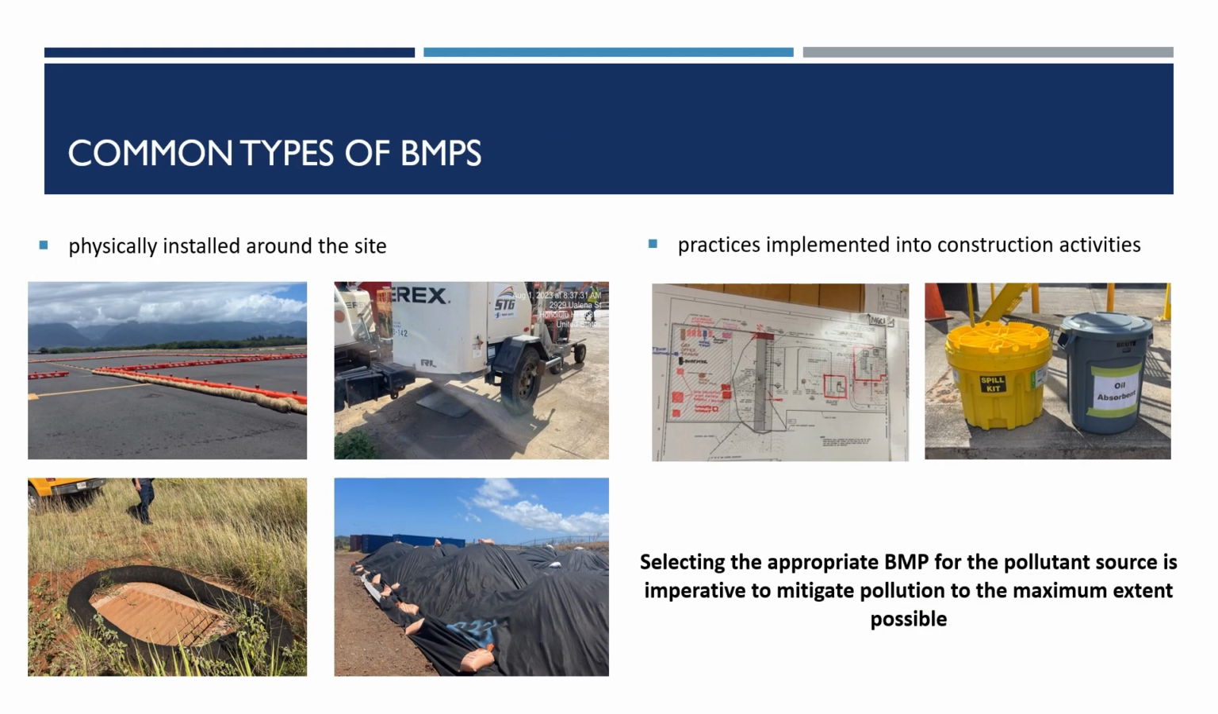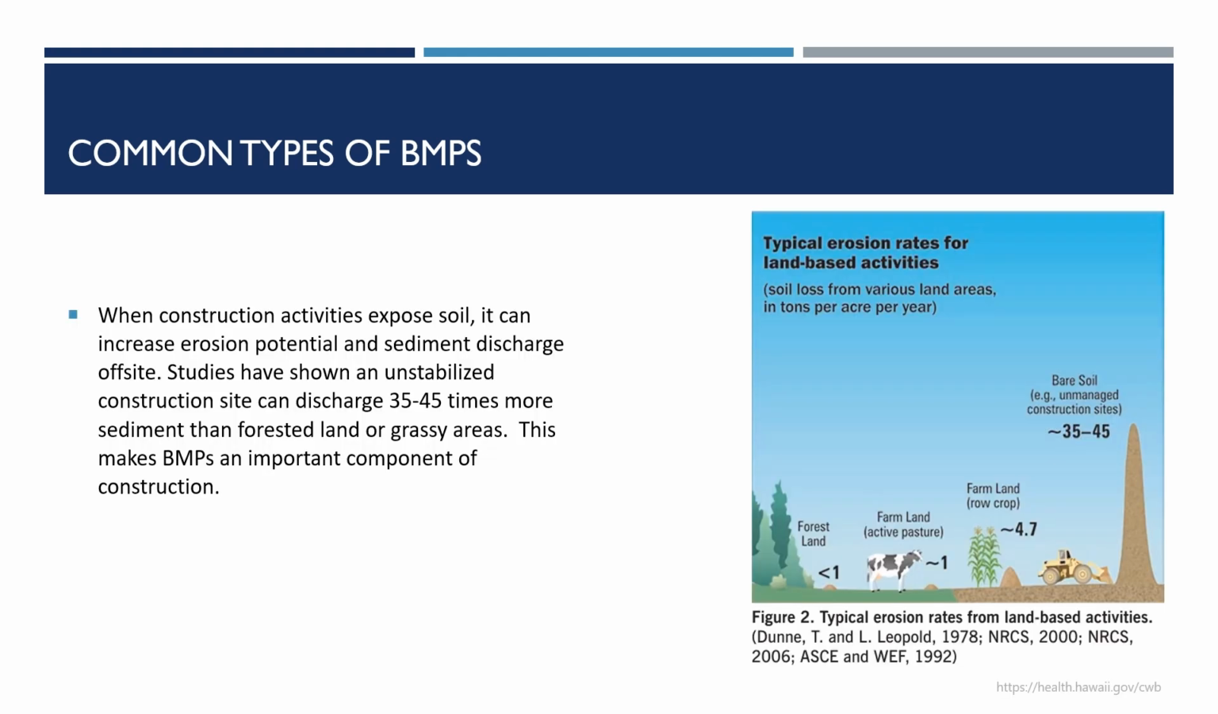Common types of BMPs. BMPs can be devices that are physically installed around the site, or practices implemented into construction activities to prevent pollution. Selecting the appropriate BMP for the pollutant source is imperative to mitigate pollution to the maximum extent possible. When construction activities expose soil, it can increase erosion potential and sediment discharge off-site. Studies have shown an unstabilized construction site can discharge 35 to 45 times more sediment than forested land or grassy areas. This makes BMPs an important component of construction.